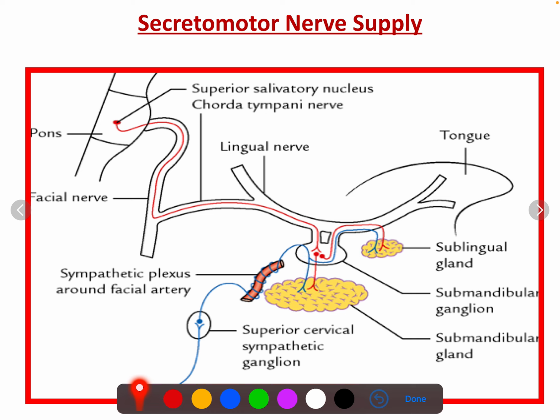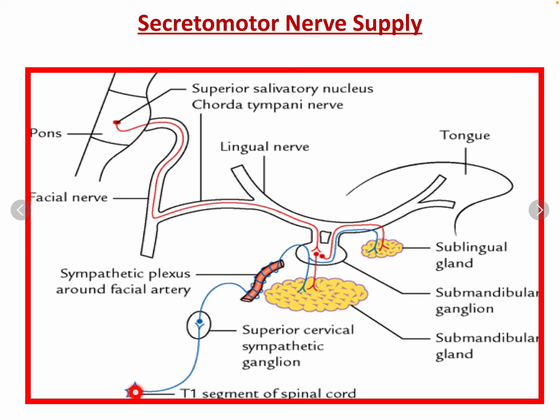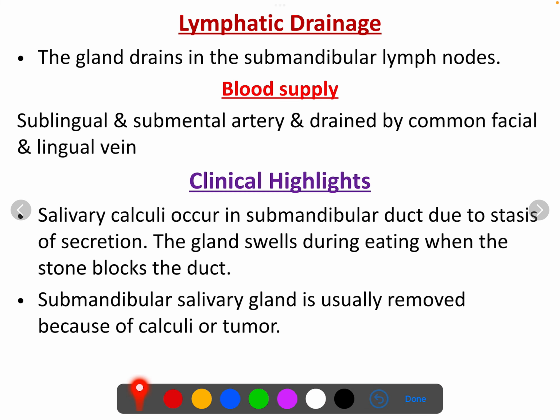For the sympathetic supply, the preganglionic fibers originate from the T1 spinal segment of the spinal cord. Then they relay in the superior cervical sympathetic ganglion. The postganglionic fibers arise from the superior cervical ganglion, and the sympathetic plexus winds around the facial artery. It passes through the submandibular ganglion without relay and supplies vasomotor fibers to the submandibular gland and the sublingual gland. Then the next one, the sensory supply, is through the lingual nerve. That's all about the nerve supply.